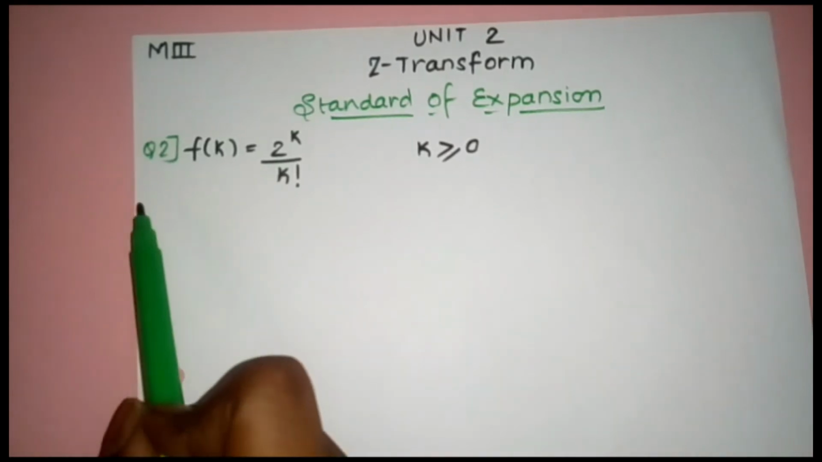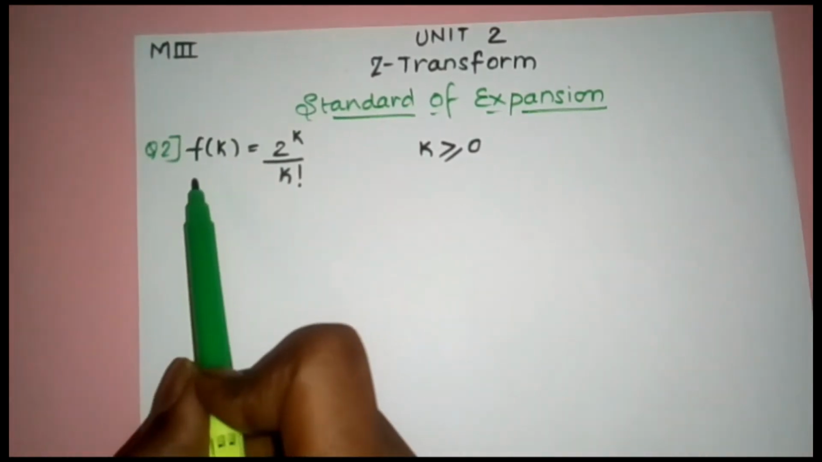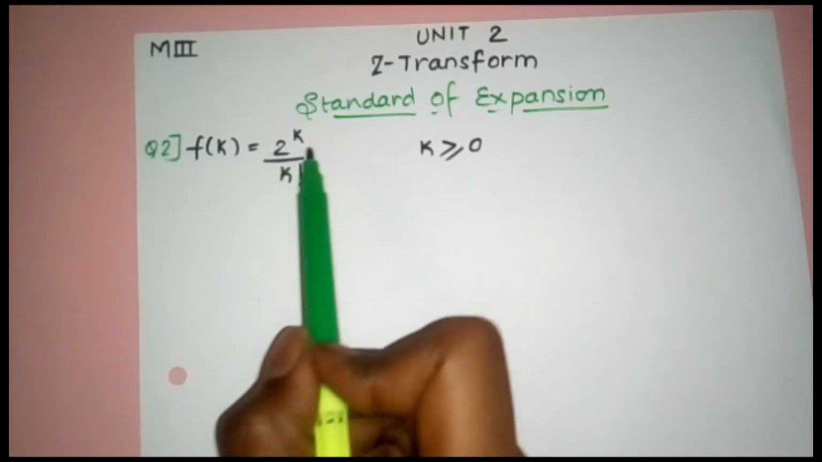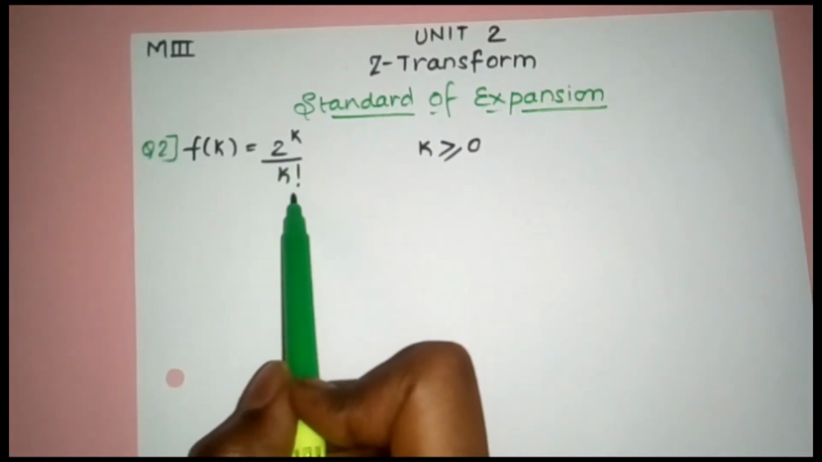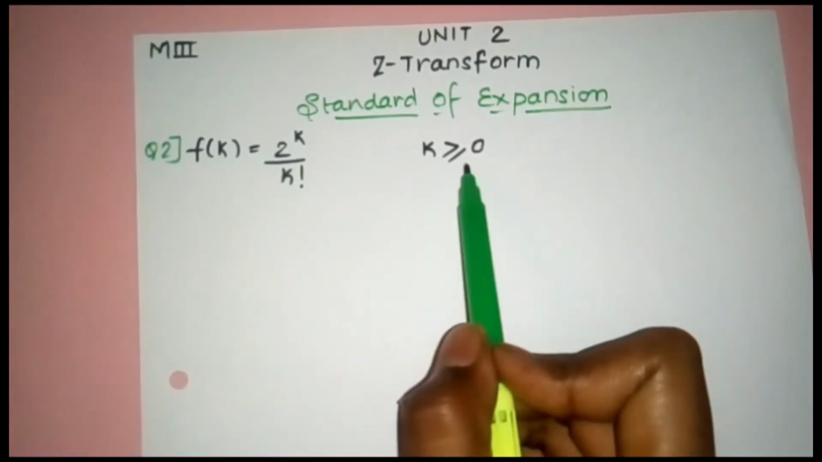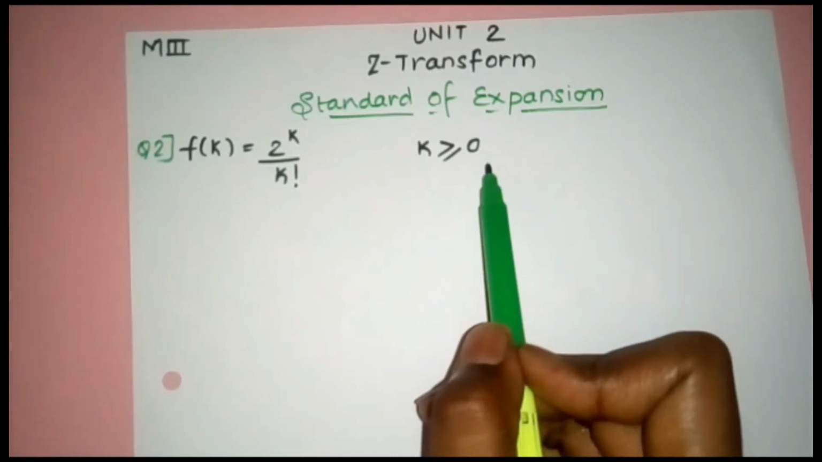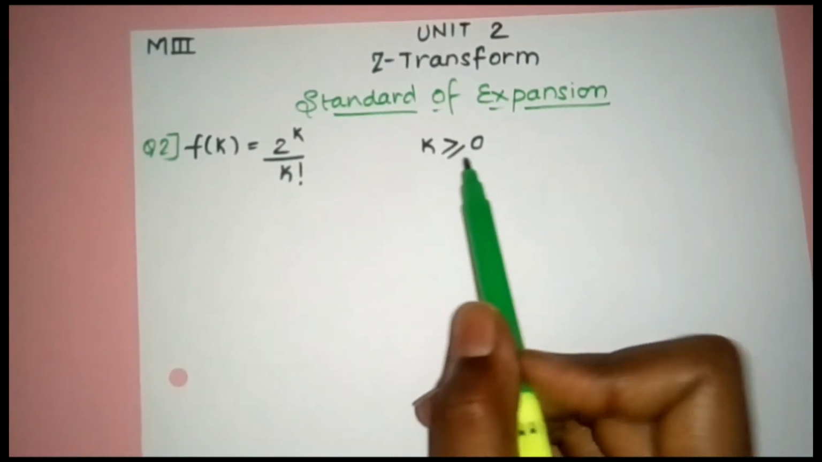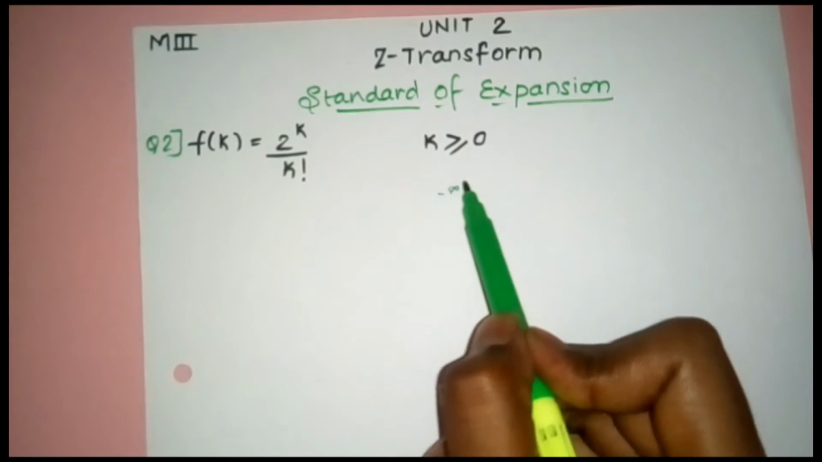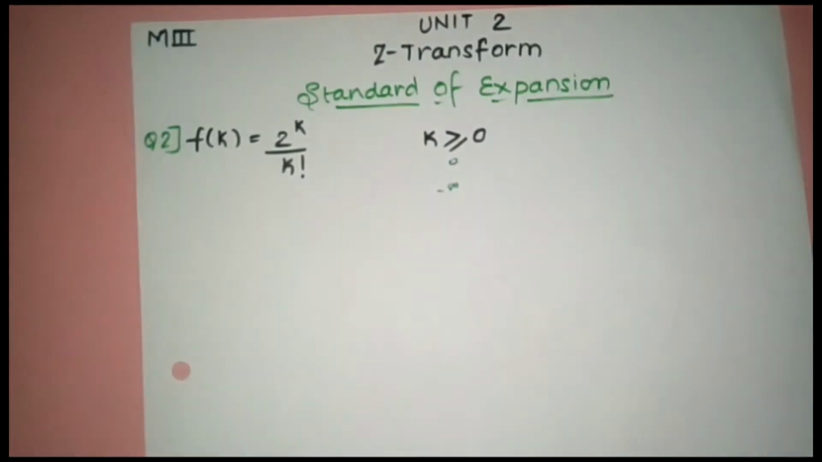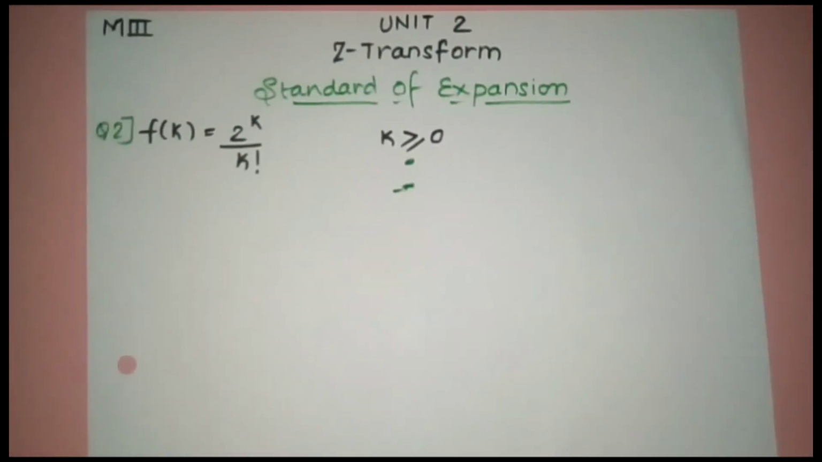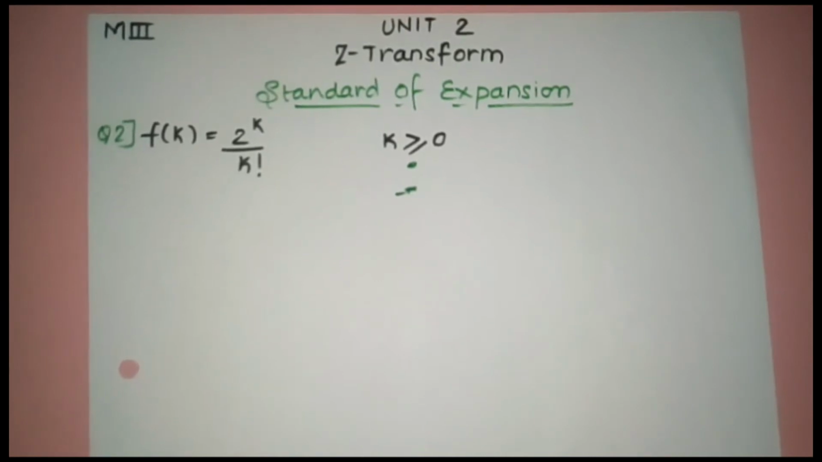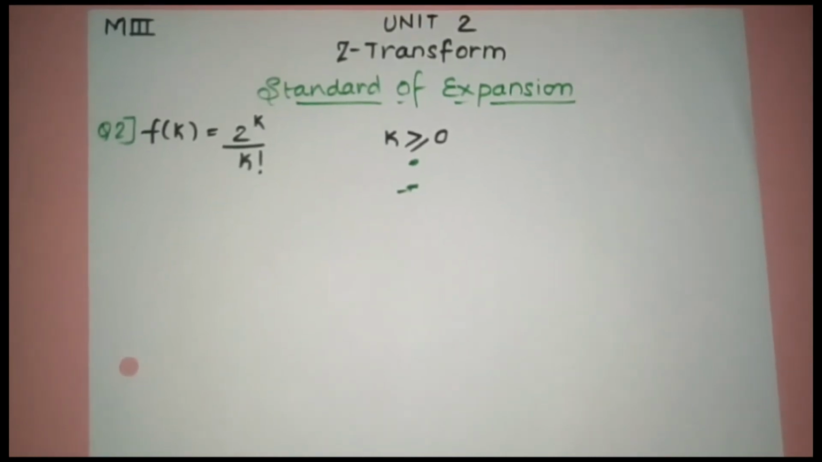And over here I am taking the second question, which is f of k is equal to 2 raised to k upon k factorial, where k is less than 0, that is from minus infinity to 0, and k is greater than or equal to 0, that is from 0 to infinity. So now let's start with the sum.